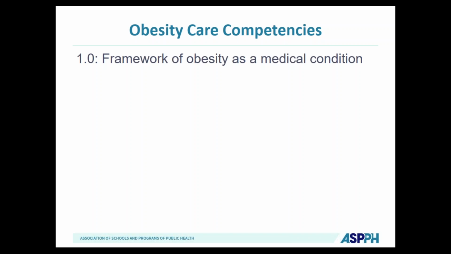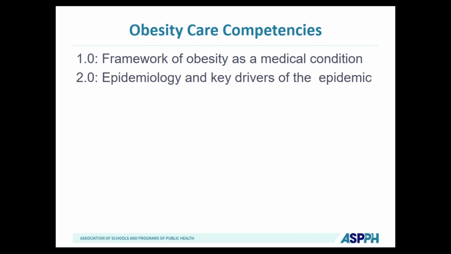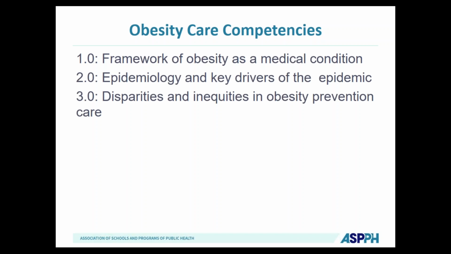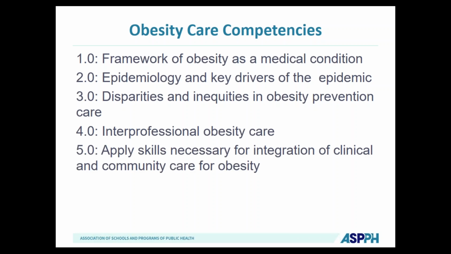So the first is the framework of obesity as a medical condition. It took the AMA until several years ago to really even classify obesity as a disease, so we're really working on that. The second is the epidemiology and key drivers of the obesity epidemic. The third is disparities and inequities in obesity prevention care. The fourth is interprofessional obesity care itself, and I'll talk a little bit more about that in a second. 5 is to apply skills necessary for the integration, both clinical and community care of obesity. And then finally, to talk about the use of person-centered or patient-centered communication.